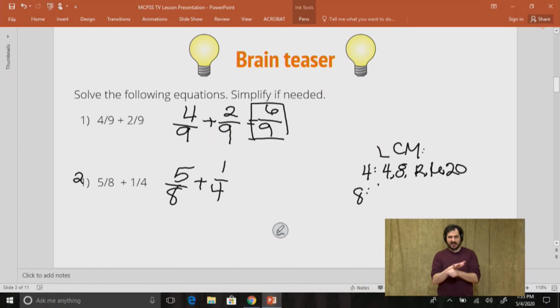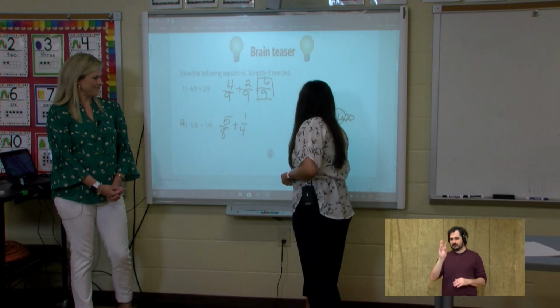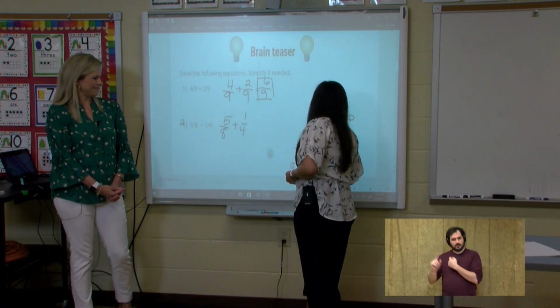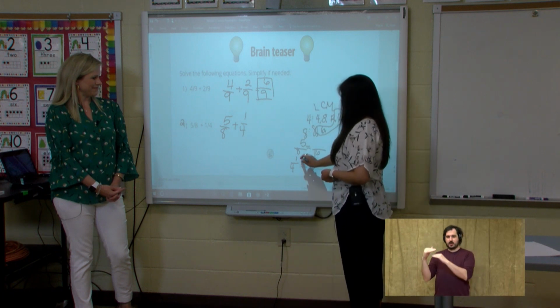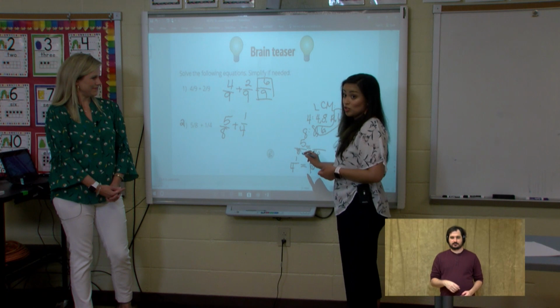So let's go down to 8. So I have 8, 16. Oh, okay. And I think that I found my least common multiple here being 16. So now I can go down here and turn 5/8 into something over 16 and 1/4 into something over 16. So in order to get 16 here, I had to multiply 8 by something, which is 2.